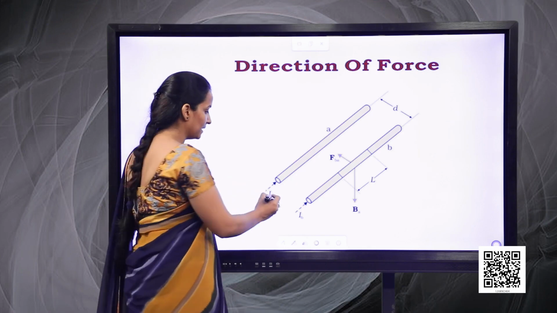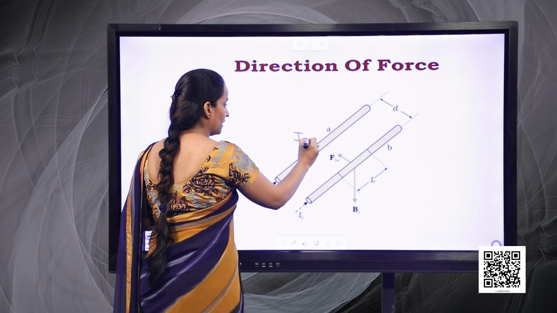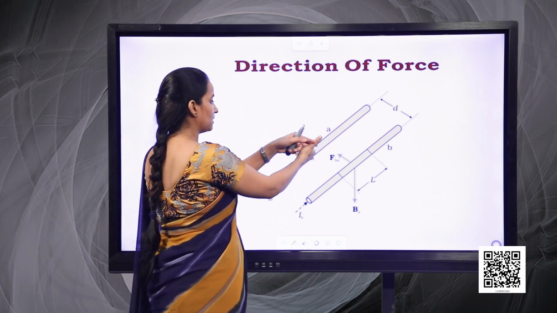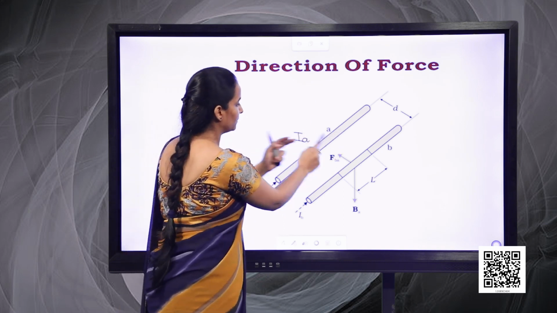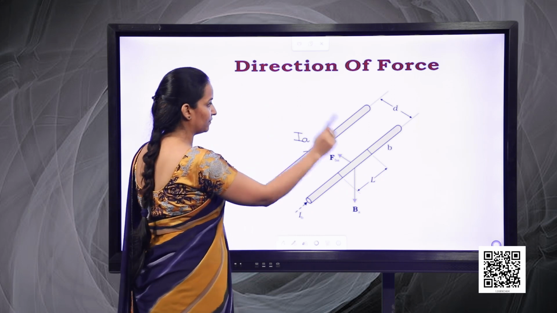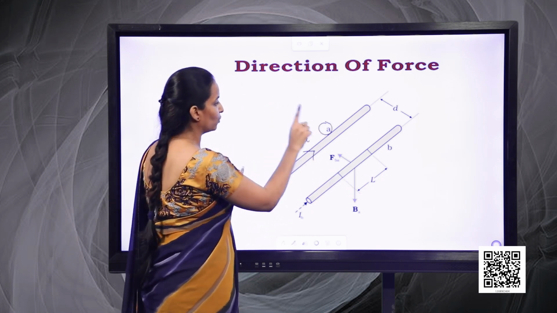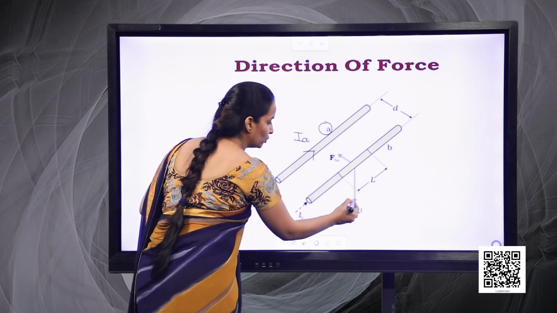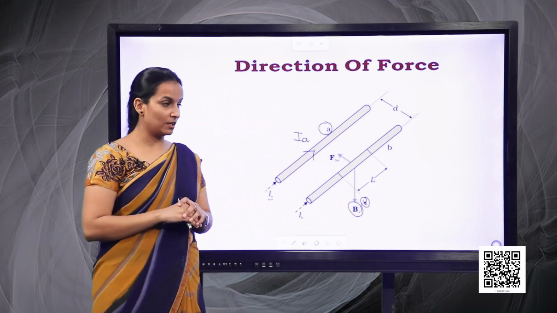Here, as we can see, IA is in this direction. Now, from the right hand rule, what we can say is, if this thumb is representing the direction of the current, these curled fingers will give you the direction of the magnetic field. And due to this conductor A, the magnetic field is going like this, and for this B, it will be into the plane, which is represented as a cross.